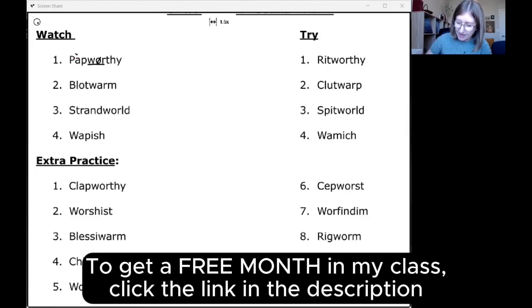This A right here says ah because of the tap 2 rule. The two letters after it are both consonants. Here we have were. The Y at the end usually says E if it's at the end of a longer word. So our sounds are p, a, p, w, er, th, y. Papworthy. Okay, try yours over here on your own without me, please.